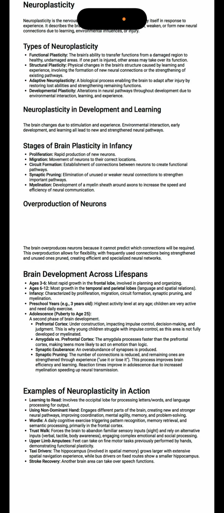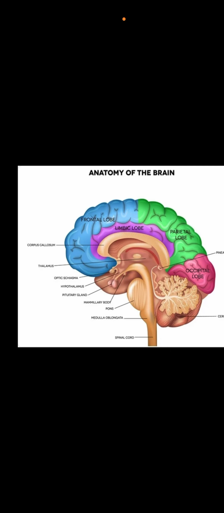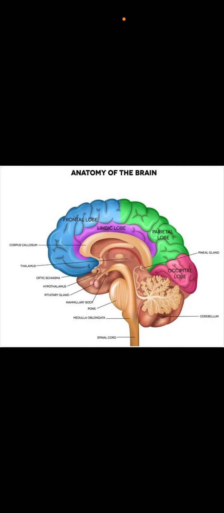Synaptic pruning, the number of connections is reduced and remaining ones are strengthened through experiences, use it or lose it. This process involves brain efficiency and learning. Reaction times improve in adolescence due to increased myelination, speeding up neural transmission. Examples of neuroplasticity in action: learning to read, using the non-dominant hand, Wordle, trust walk, upper limb amputees, taxi drivers, stroke recovery.